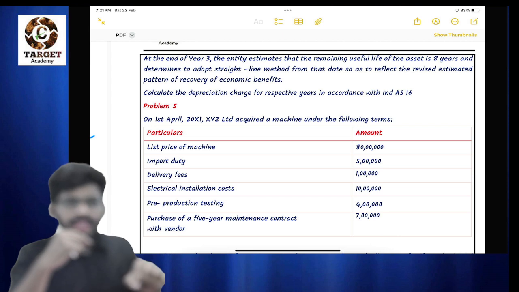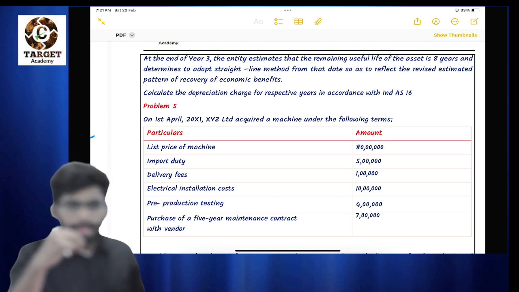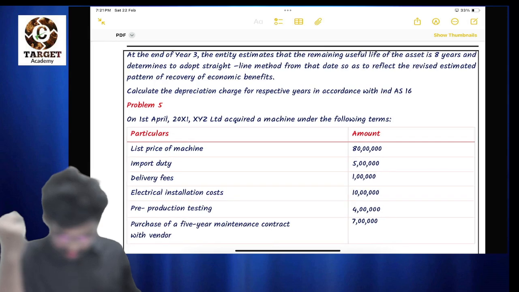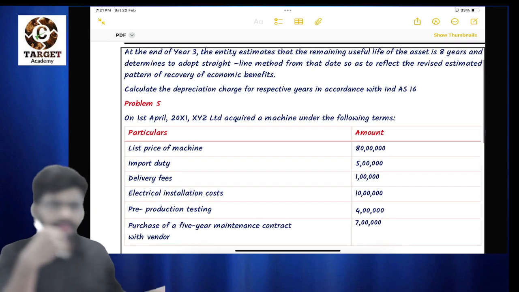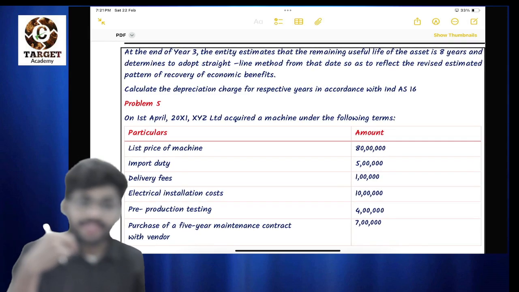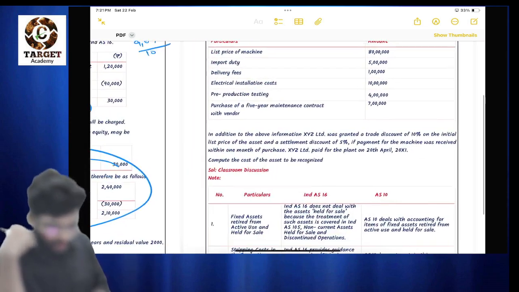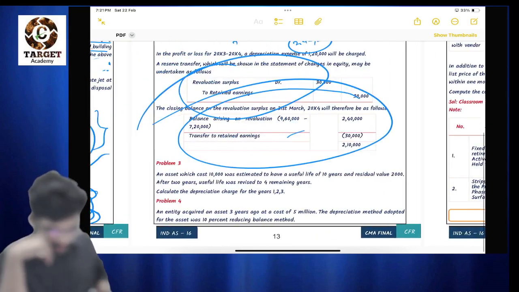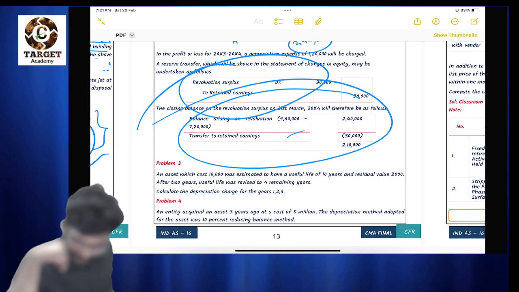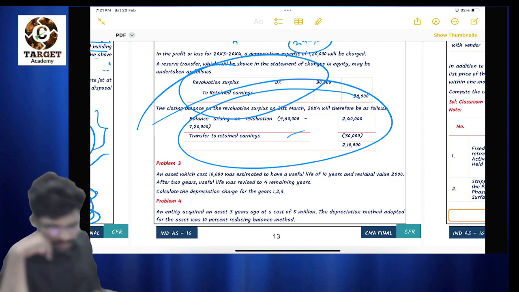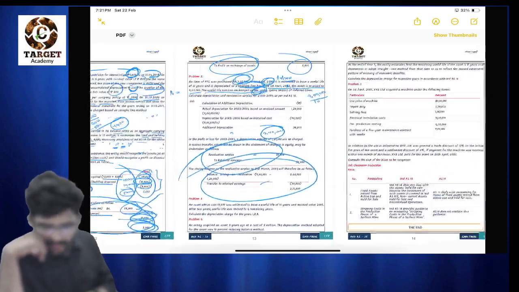At the end of the third year, useful life is, what is it? Yeah, the third year is already completed. At the end of year 3 only, we have re-estimated. What is the total life of the asset? He did not mention any.